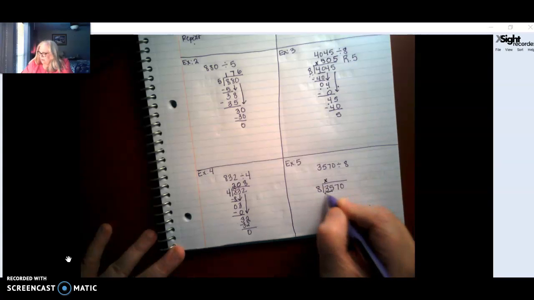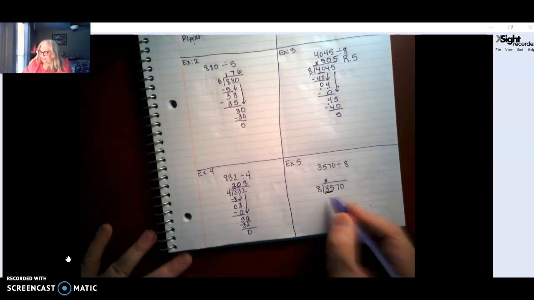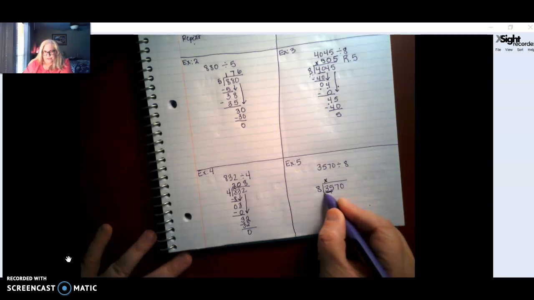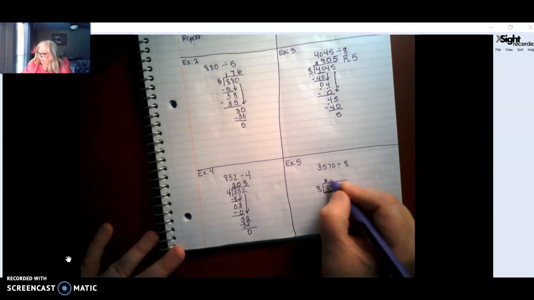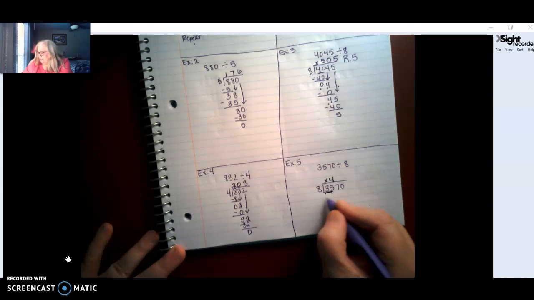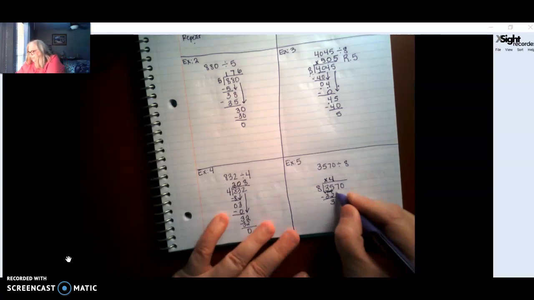Then I look at this. When you're starting the problem off, you can just go straight to these first two numbers. If the first number is too big, you can look at the second number, 35. 8 goes into 35 4 times. 8 times 4 is 32. Minus 3. Check and bring down.